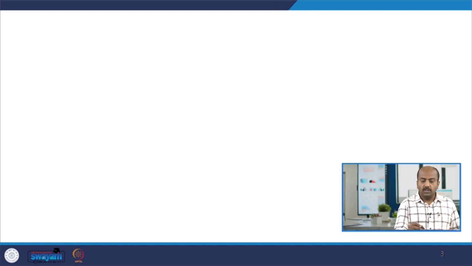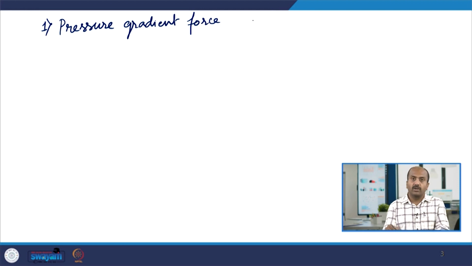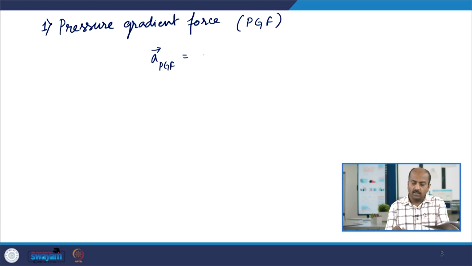So, the first one is the pressure gradient force. This force is by far the most important force when you talk about atmospheric dynamics. So, this force is called the PGF, pressure gradient force. The pressure gradient force per unit mass, which is acceleration, is written as minus 1 by rho del P.